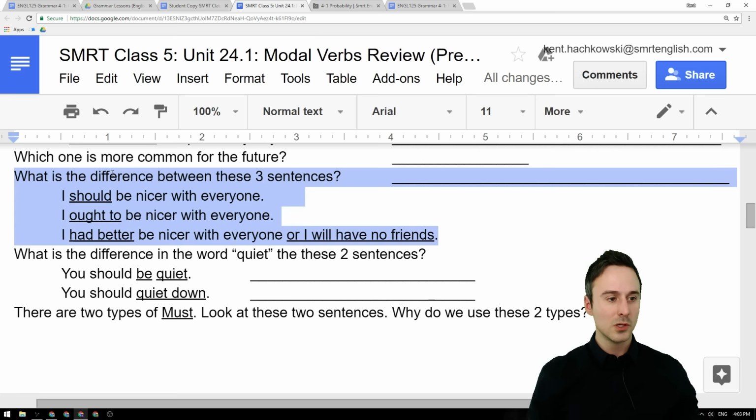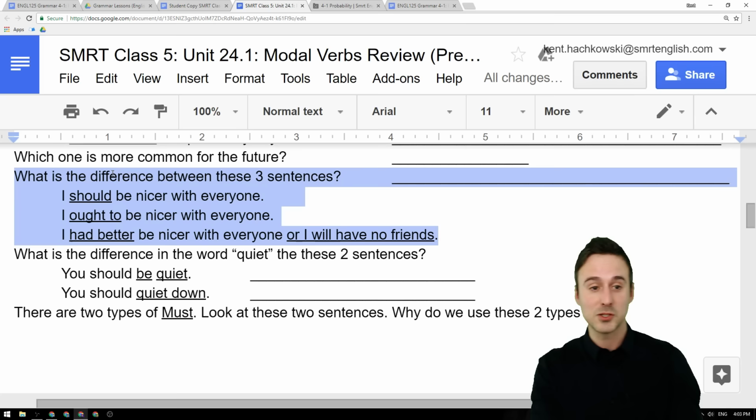Okay, so Alex says number three, had better, is strong advice. Yeah, I think you're right, Alex. I think we usually use had better when we want to give strong advice. But look at what else we have in that information. I had better be nicer with everyone, or I will have no friends. Perfect reason to be nice with everybody, or you have no friends and you'll be lonely. So what do you notice? Obviously, there's a little bit more there.